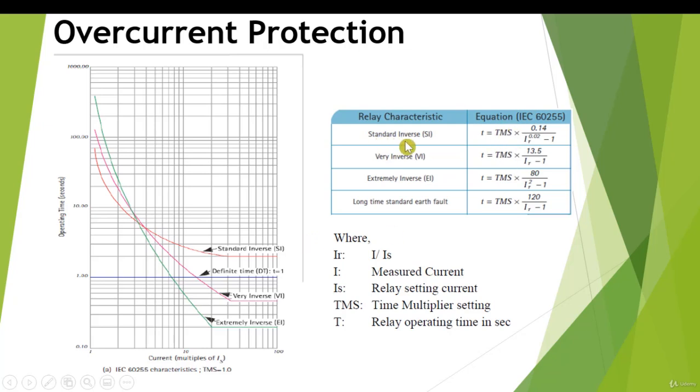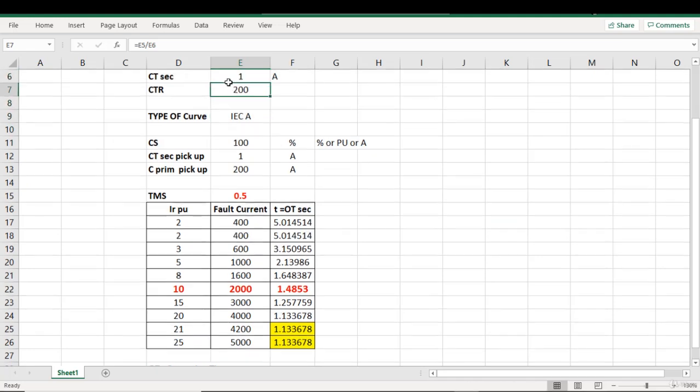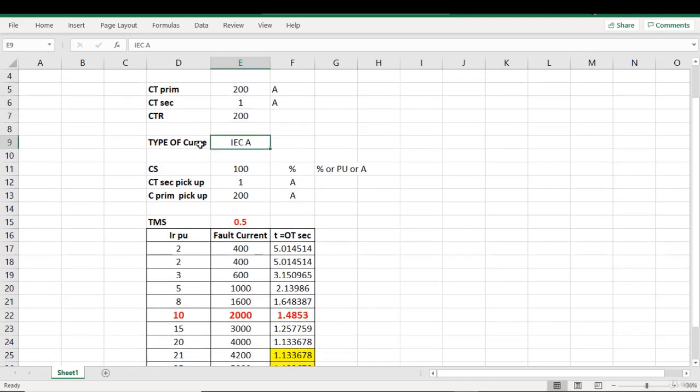Let's consider an example where we have used standard inverse characteristics which uses this equation. Here we have considered the CT ratio as 200 by 1 and the curve type is selected as IEC standard inverse. Here we have set the pickup of the relay as 100%, which is 1 ampere in terms of CT secondary or relay side.